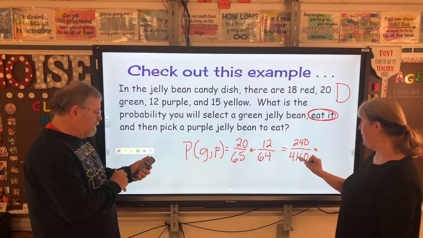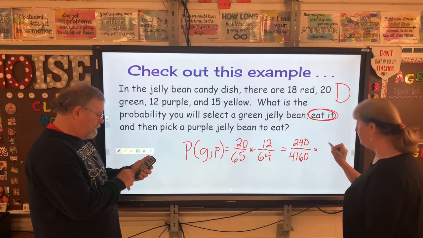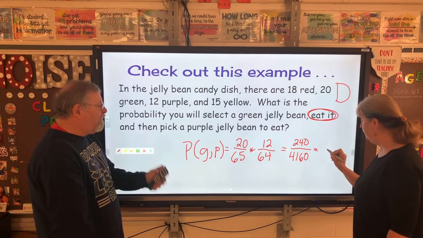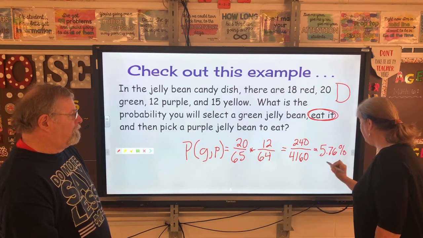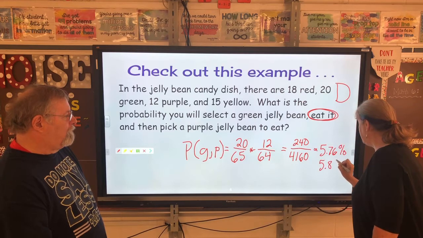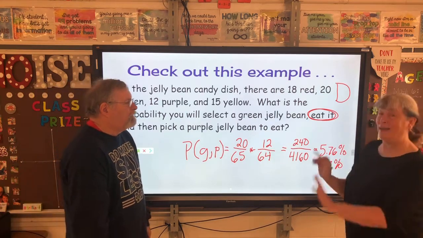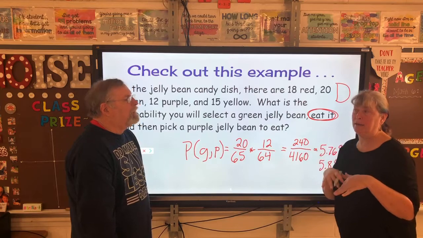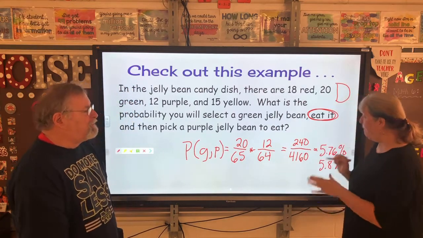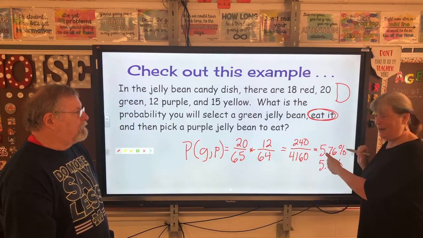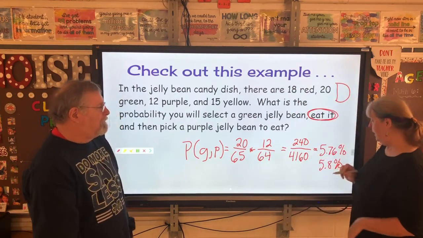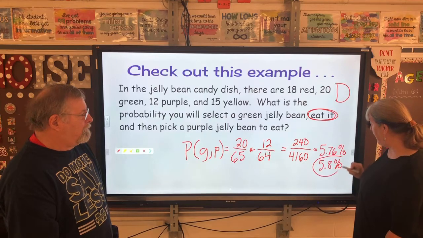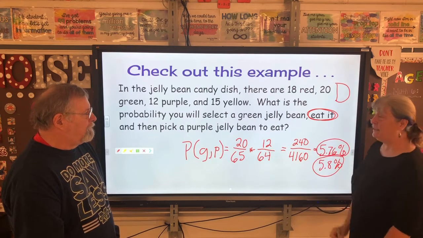240 divided by 4,160 is, as a percentage, 5.76%. And if you were rounding it, 5.8%. And I guess my point is sometimes we get so obsessed with getting the fraction in lowest terms. But if your ultimate goal is a percentage, who cares? It doesn't matter. Use the calculator. That's what it's for. So again, a very small percentage, but very easily solved.